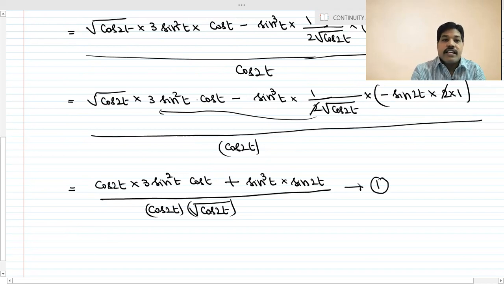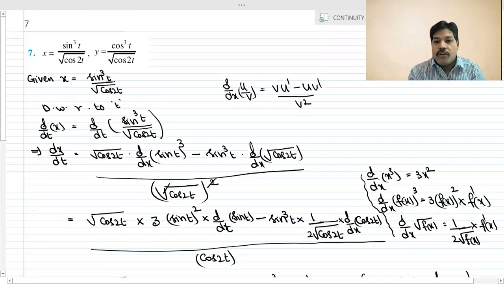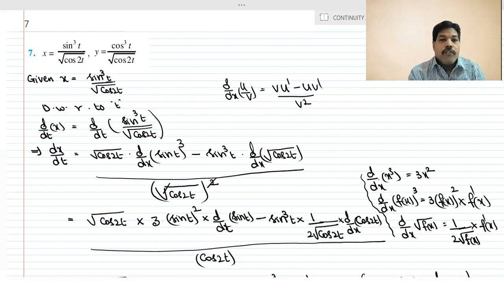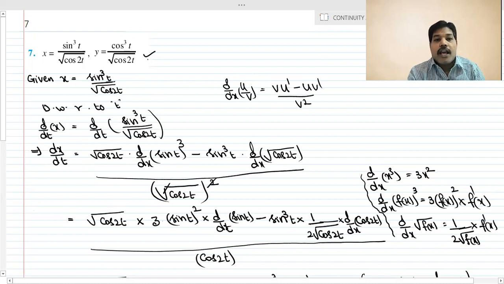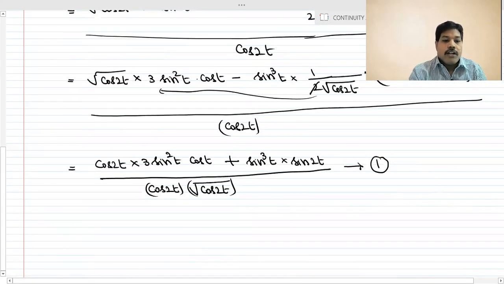I will take that as the dx by dt value. All this is the dx by dt value only. So after calculating this dx by dt value, we will start the y value. What is the y value? So y is equal to cos cube t by root cos 2t. This is the same formula, students, that I am going to use.